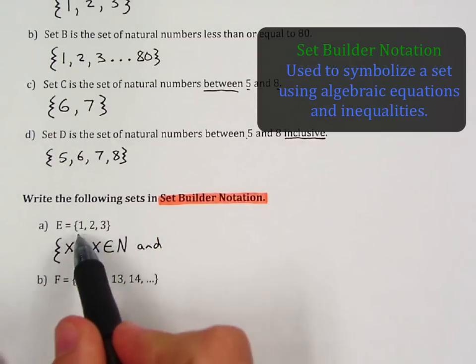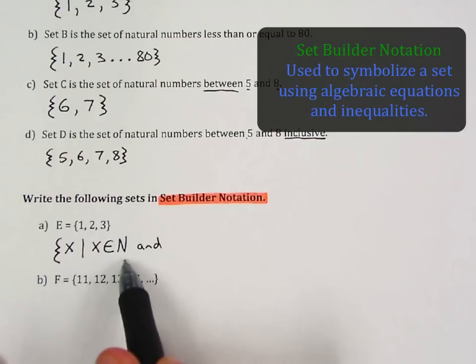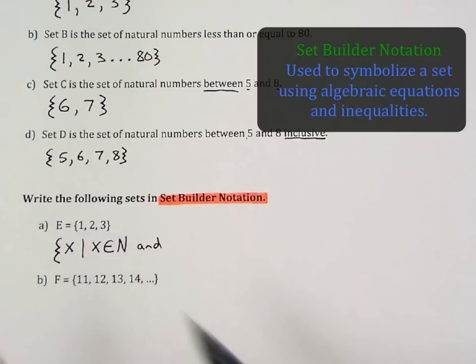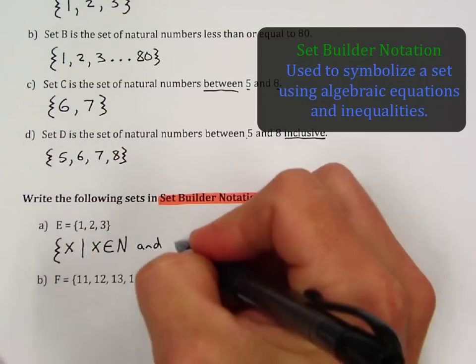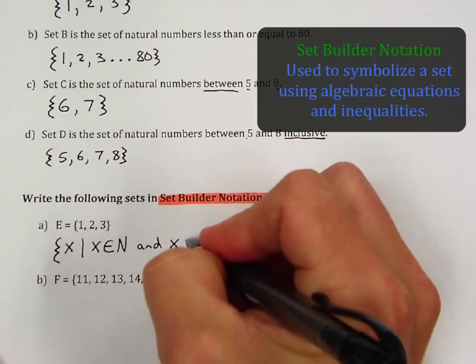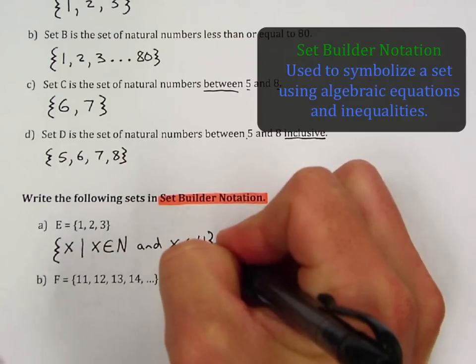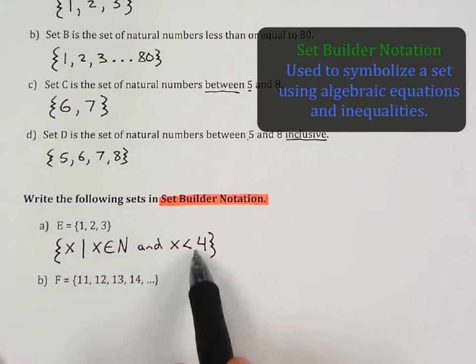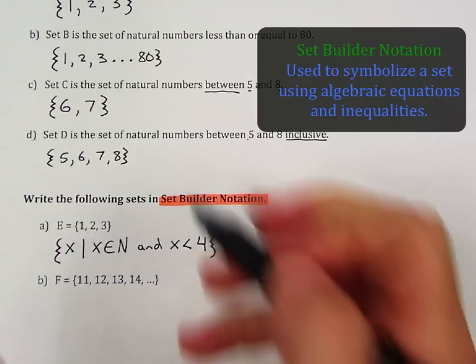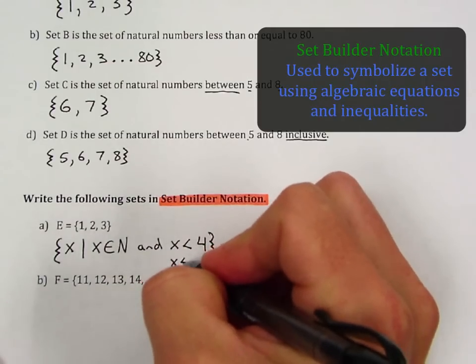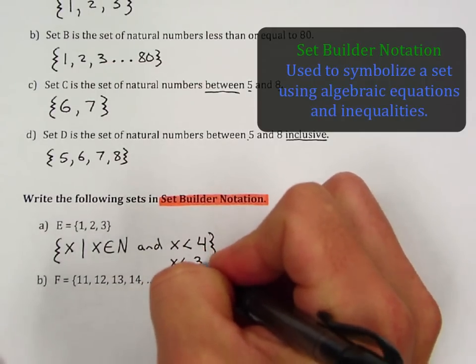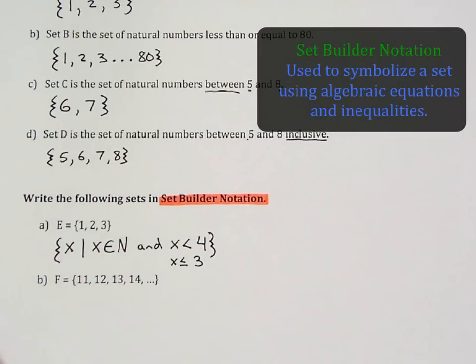Then we're going to be specific. So which of the counting numbers do we have here? Okay, and this can be stated as x is less than 4. So what we have here are the counting numbers less than 4. Now in this we could have also written x is less than or equal to 3. And that would have described the set as well.